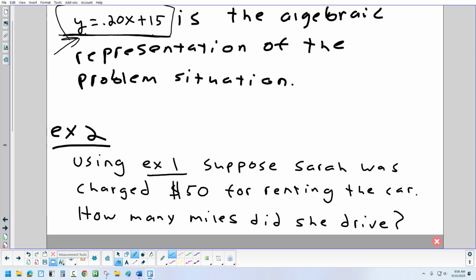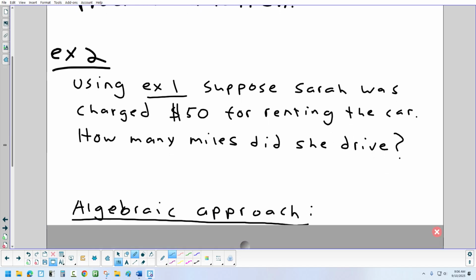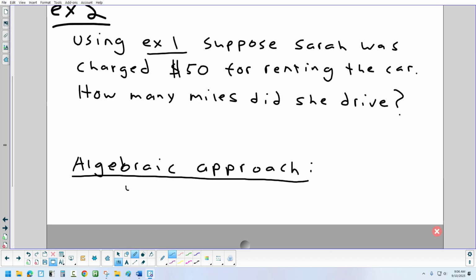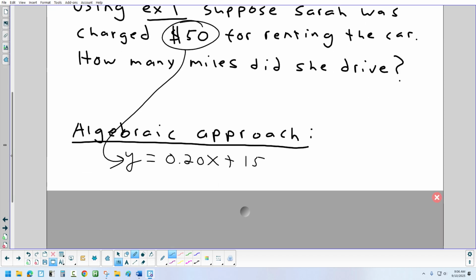Okay, so let's do that. We are going to do it two different ways. The first way we're going to do it is algebraic. So we're going to take y equals 0.2x plus 15. Just copy it down so I can see it. And I'm going to take the $50, and I'm going to fill that in for y.